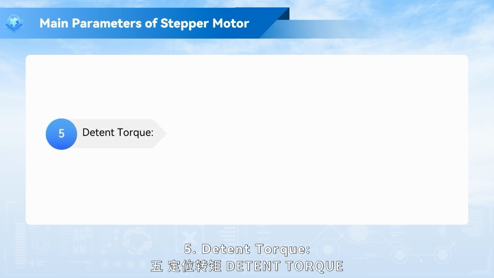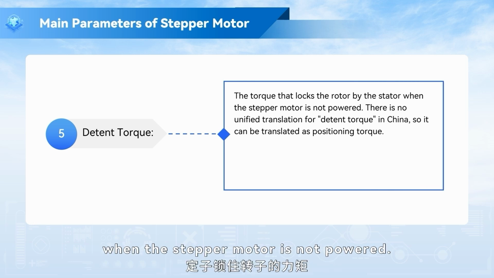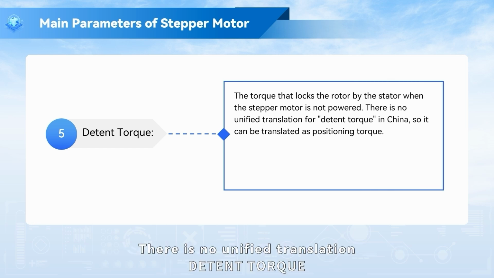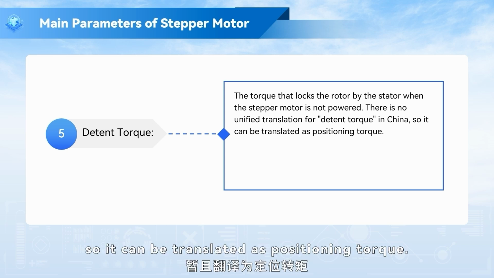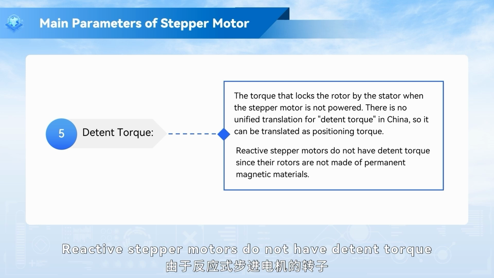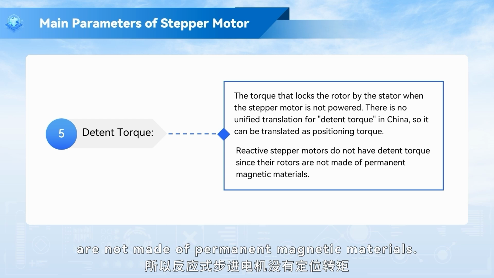5. Detent torque, the torque that locks the rotor by the stator when the stepper motor is not powered. There is no unified translation for detent torque in China, so it can be translated as positioning torque. Reactive stepper motors do not have detent torque since their rotors are not made of permanent magnetic materials.